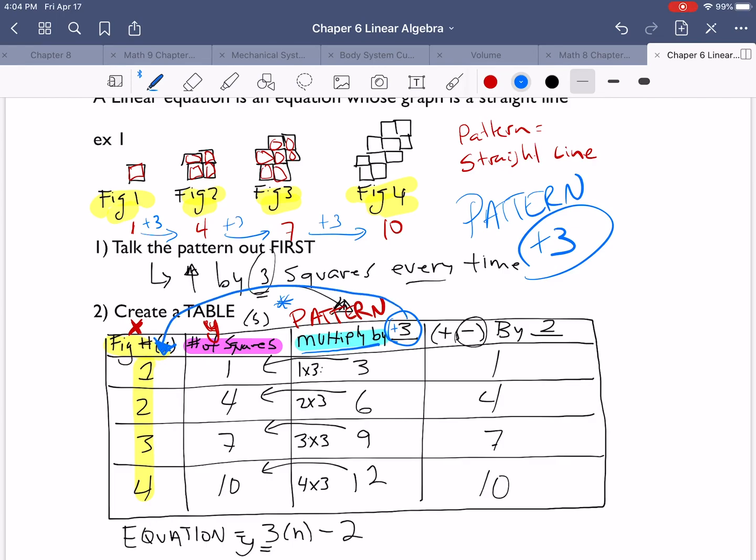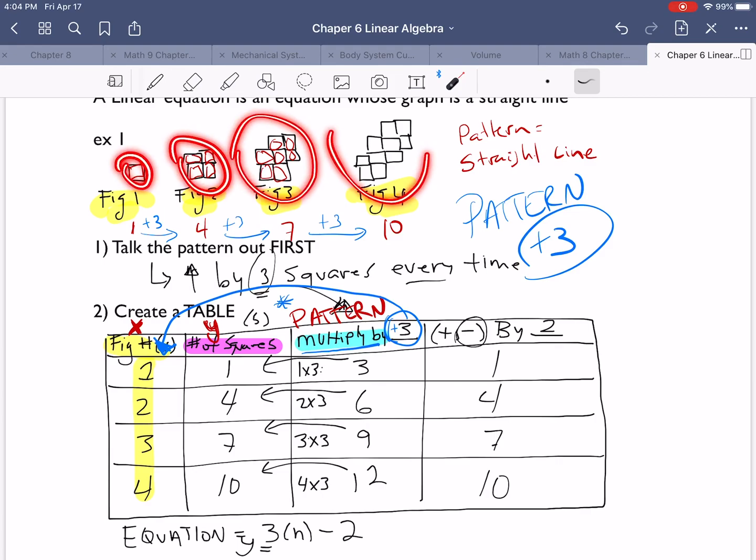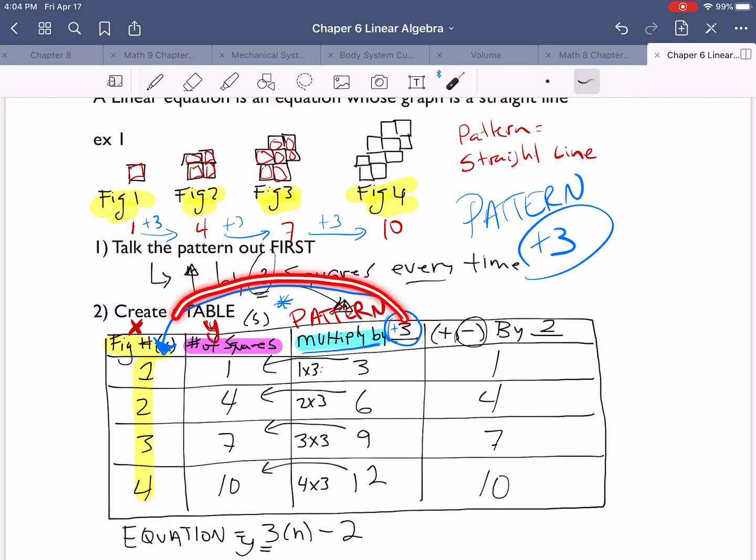So you'll notice I've done it for you right here. So I'm just going to walk you through. Pattern was 3 because we got it from looking at our squares. How many did they go up each time? Pattern number goes here. So then you multiply your pattern number to the figure number. So 1 times 3 is 3. That's how I got this answer in this block right here.